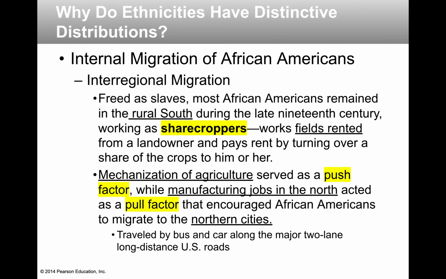Here is a line chart that shows the decrease of white ethnicities within urban centers or central cities. Here's a look at Baltimore, and when we look at Baltimore, we can see the distribution, the increase of African Americans and also the decline of white ethnicity. Here's a look at Detroit.